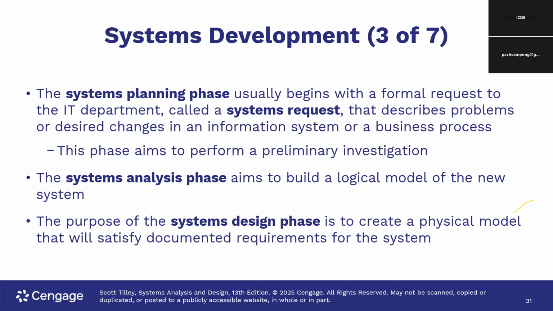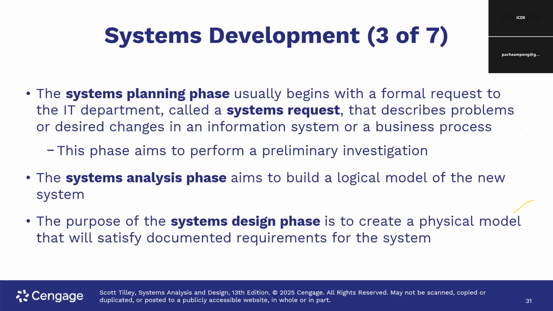So the systems planning phase usually begins with a formal request to the IT department, which is basically called the systems request. It describes problems or desired changes in an information system. For example: Mr. Manager of GCTU, we have realized that the students are complaining a lot about their results. We are requesting that the IT department allow us to come up with a solution so that the problem will be resolved. So that's the first stage, which is the systems request.